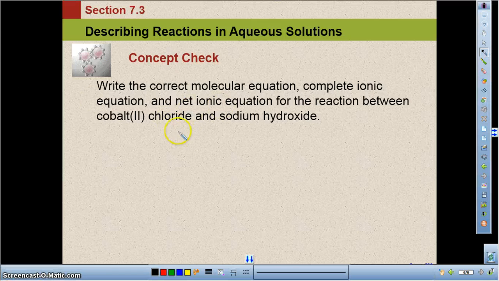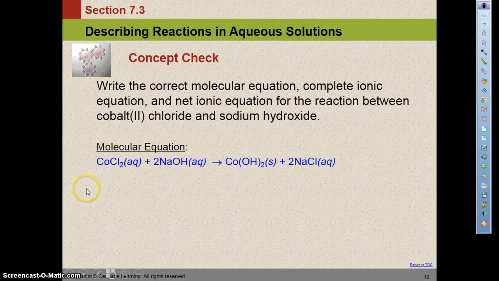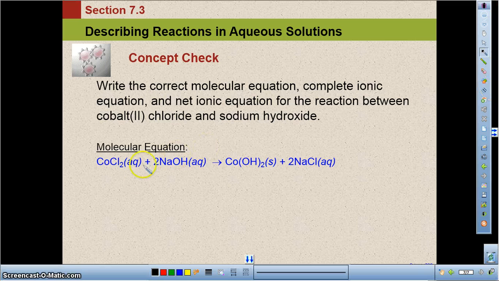So it says to write the molecular equation, the complete ionic, and the net ionic for this reaction. So we have cobalt 2 chloride and sodium hydroxide. I'll go ahead and show you what the molecular equation would look like and just add a few comments in here. So cobalt 2 chloride, remember that means that 2 is the charge on cobalt, so it takes 2 chlorine.